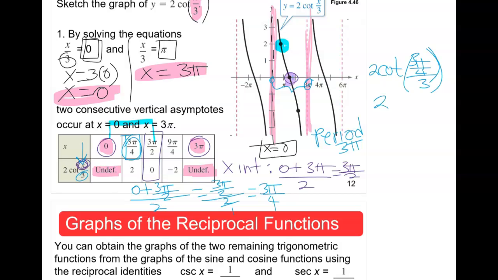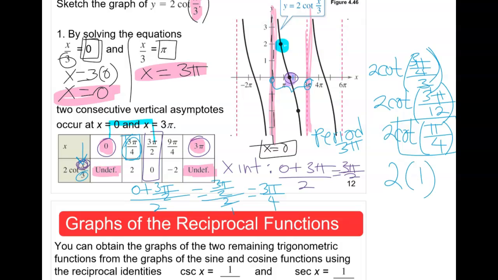And so that will be the same as 2 times the cotangent of, remember this has a 1, so it will be 3 pi over 12. And if we simplify this, it will be 2 times the cotangent of 3 pi divided by 3 is pi. 12 divided by 3 is 4. And so this is another easy one because the cotangent of pi over 4 is 1. So this value right here is equal to 1. And so 2 times 1 is 2. That's how we get this 2 here. And so that is that other key point.